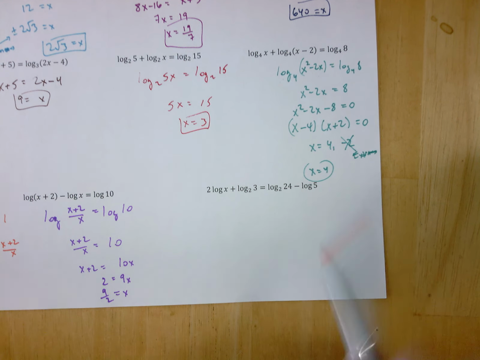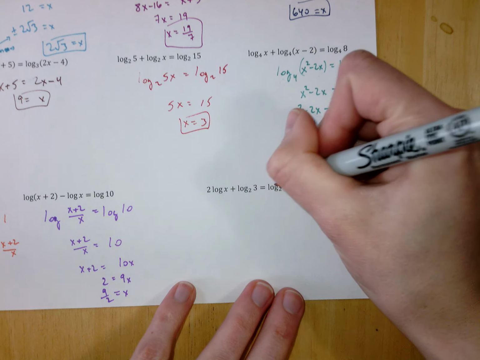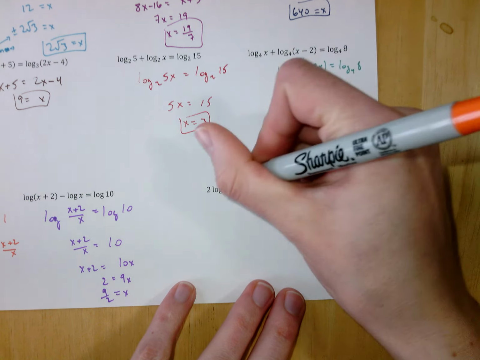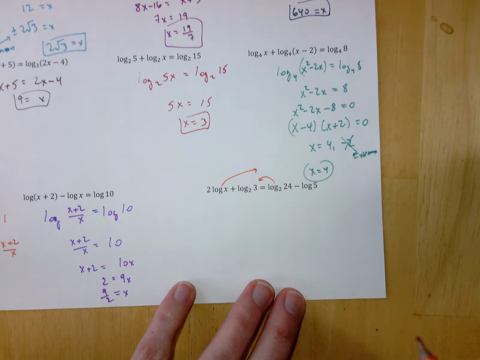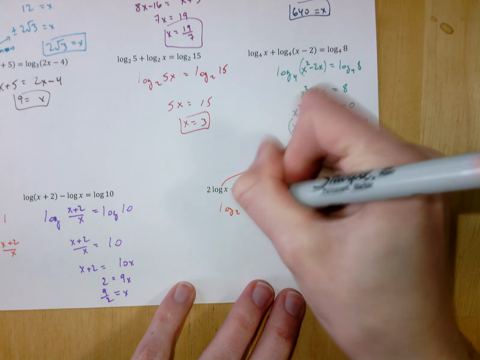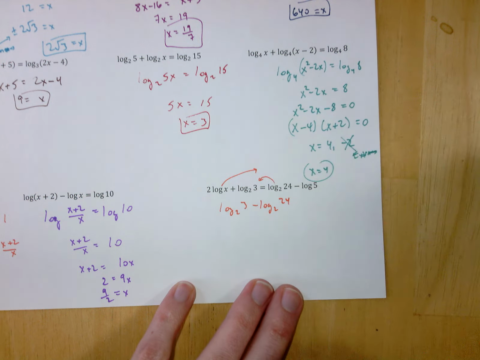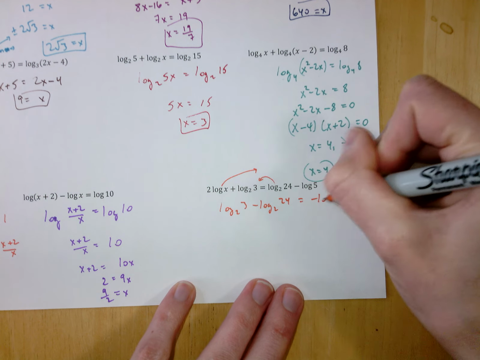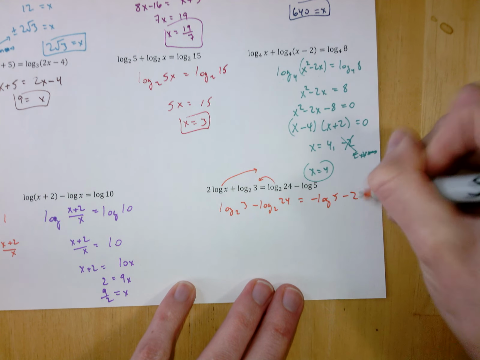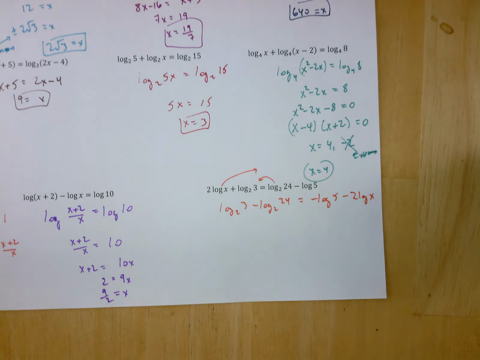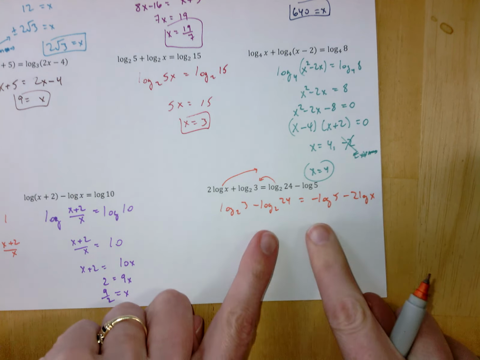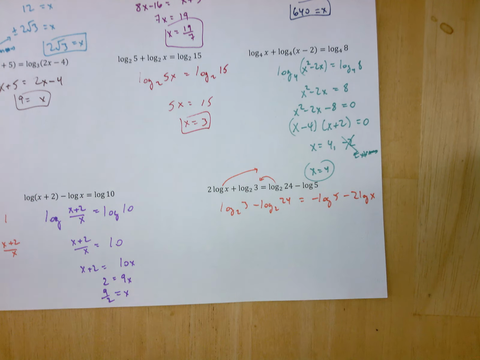So what I'm going to do is I'm going to rearrange this and put the logs with the same base on the same side. Okay, so I'm going to bring this guy over here, I think, and I'll bring that guy over there. So I'll have log base 2 of 3 minus log base 2 of 24 equals negative log of 5 minus 2 log of x. Okay, so I just rearranged a little bit so that the same bases are on the same sides.